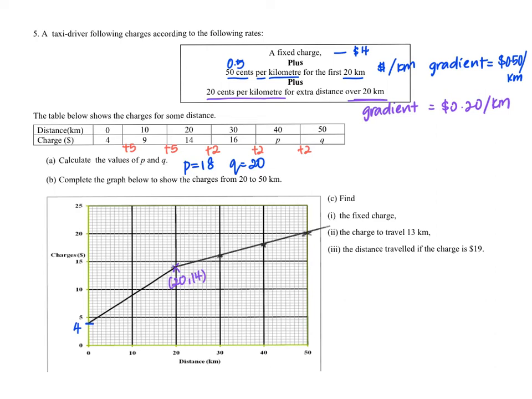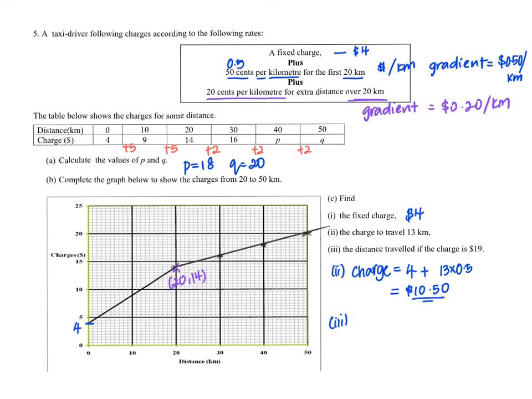Now using this, I'm going to find the fixed charge. Well, obviously I've already found the fixed charge. The fixed charge is $4. Okay, then the charge to travel for 13 kilometers. So to travel 13 kilometers, the fixed charge is $4 plus 13 kilometers times 0.5 per kilometer. That will give me $10.50.